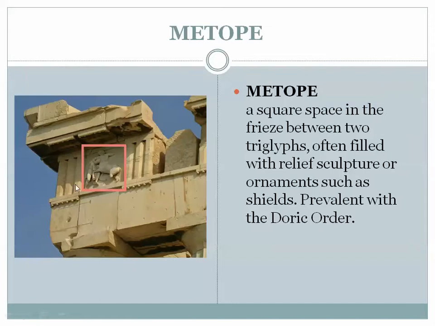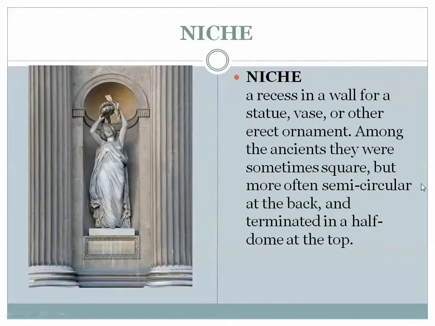The metope is a square space which is in the frieze between two triglyphs. So what you see in classical temples from the Greek or the Magna Grecia period, usually it has some kind of shield or symbolism depicted within the metope.